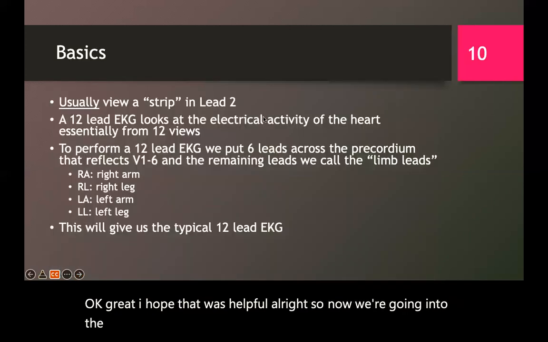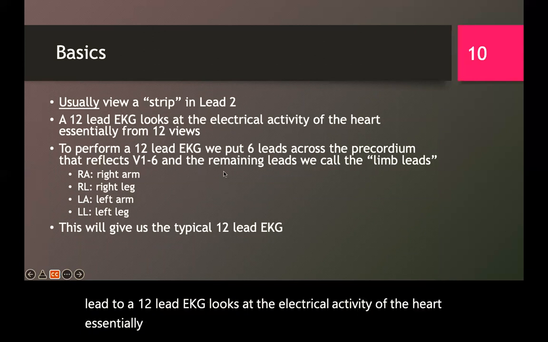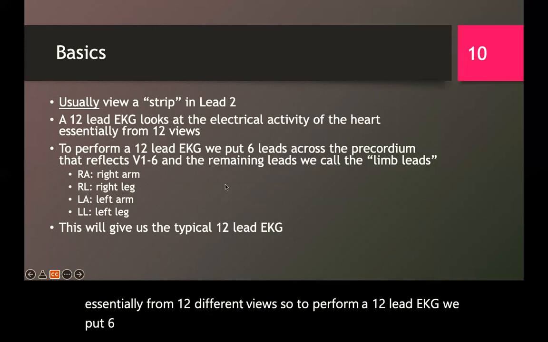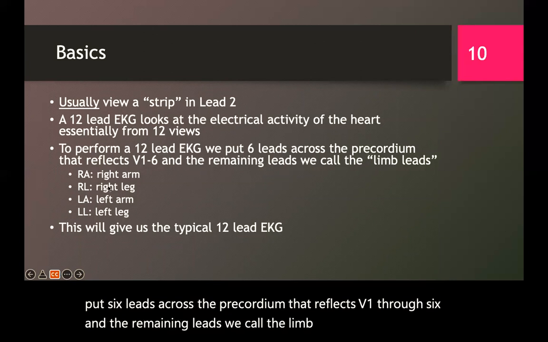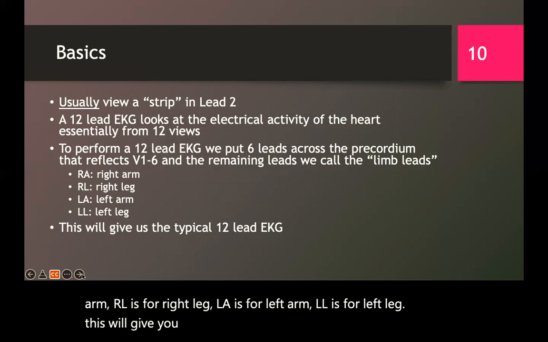So remember, in terms of an EKG strip, usually it's in lead 2. A 12-lead EKG looks at the electrical activity of the heart, essentially from 12 different views. So to perform a 12-lead EKG, we put 6 leads across the pericardium. That reflects V1 through V6, and the remaining leads we call the limb leads. So RA is for right arm, RL is for right leg, LA is for left arm, LL is for left leg. This will give you the typical 12-lead EKG.